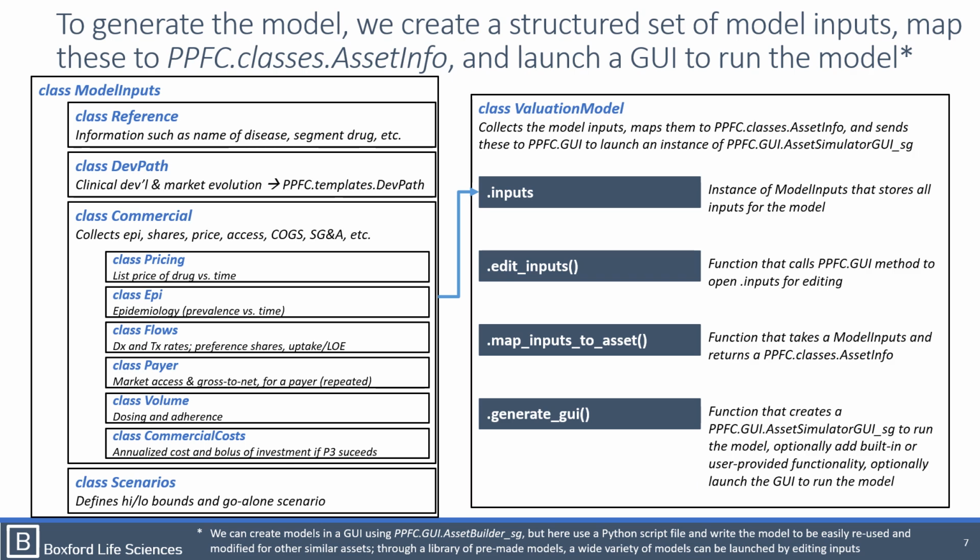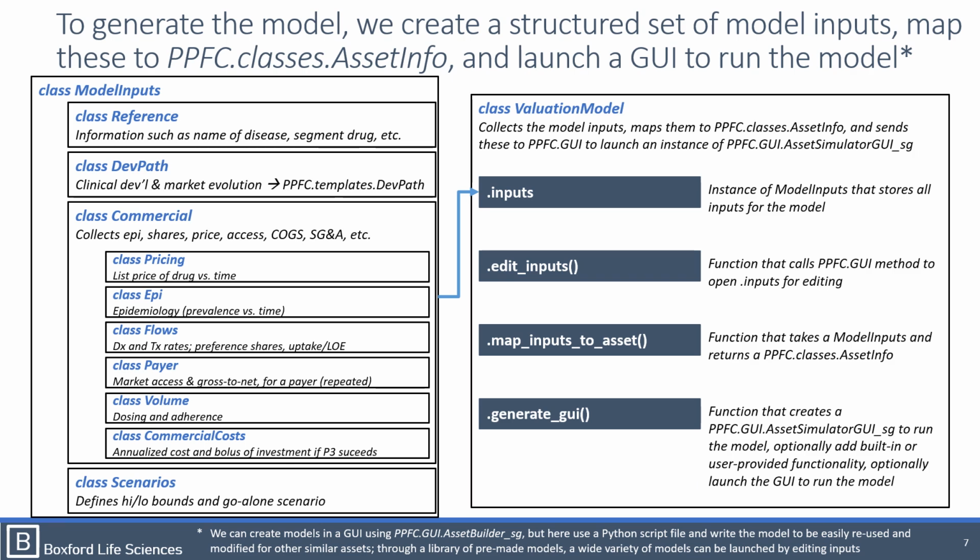Payer specifications for market access and gross to net. Volume that maps patients to units of volume dispensed. And then finally, commercial costs, which are going to have the cost structure that we layer on top of this asset for commercial costs and investment and capabilities. Finally, then, after all of those inputs to define a base case, we're going to define a number of scenarios. It's going to include high-low scenarios on bounds on key inputs, and a go-alone scenario for the case where the originator launches themselves.